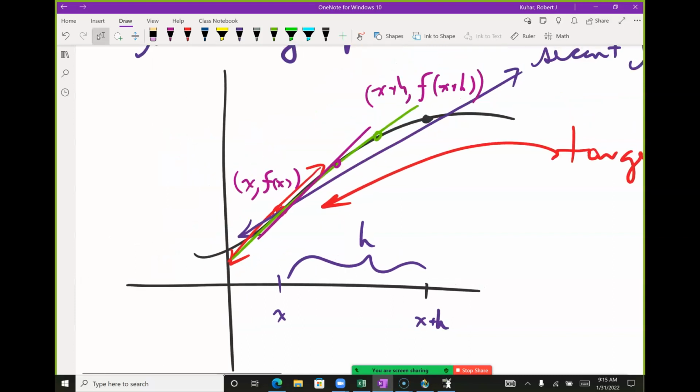We don't know, but by the time I get to the third secant line, I should be able to guess. That is what's going to happen in all these problems.